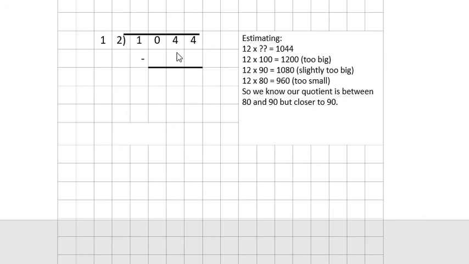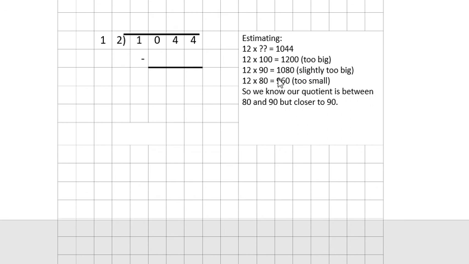You could make a chart. You could say, well, 12 goes in here once, 24 goes in here twice, 36 goes in here 3 times. That would be valid, but you're going to be in here a while. So what we're trying to find is what I have right here. 12 times something equals 1044. Let's try a few different numbers. 12 times 100 is 1200. That's too big. We have definitely fewer than 100 times that 12 can go into 1044.